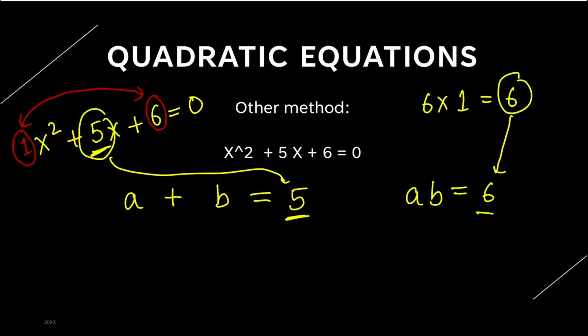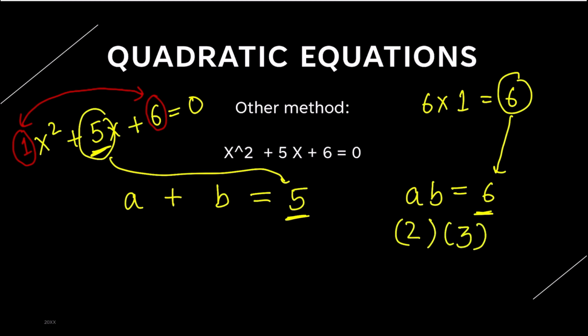So, what did I say? That the sum of those two numbers should be 5 and the product of those two numbers should be 6. Now, I know that the sum is 5 and the product is 6. This could be 2 and 3: A could be 2 and B could be 3.